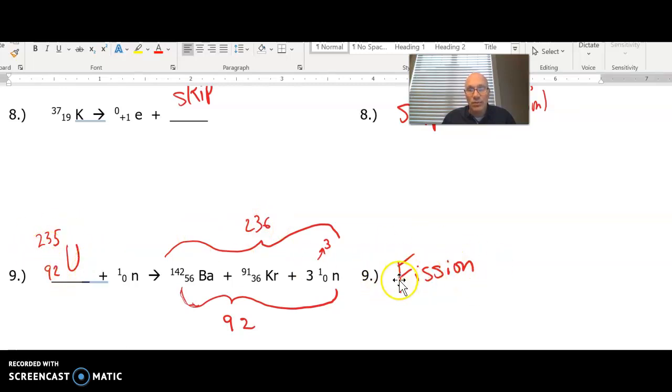And this is that classic example of a fission reaction, where you've got a large atom which is splitting apart into 2 comparably sized atoms.